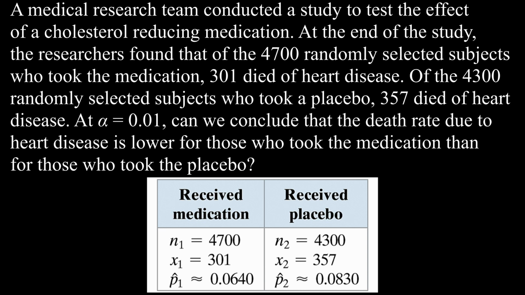At level of significance alpha equals 1%, they care very deeply about this one, can we conclude that the death rate due to heart disease is lower for those who took the medication than for those who took the placebo?